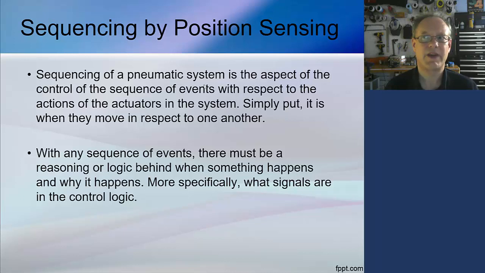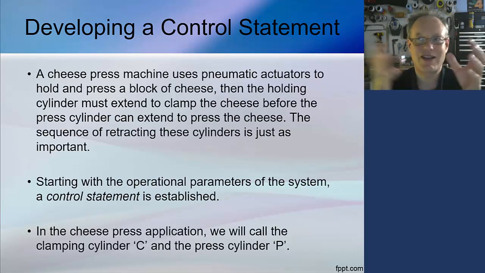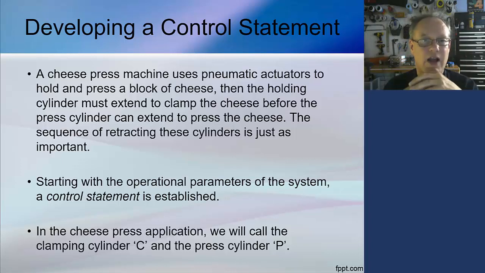How do we sense that something has a particular position? The limit valve. We can also do it with a limit switch, but I'm sticking to pure pneumatic control. Pretty cool. And we can do that with limit valves. So a limit valve is going to tell us that a cylinder has extended, or fully retracted.